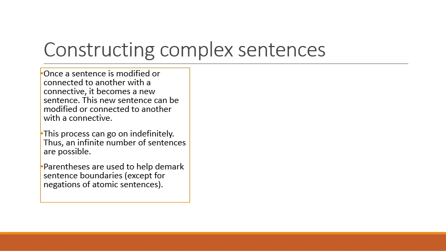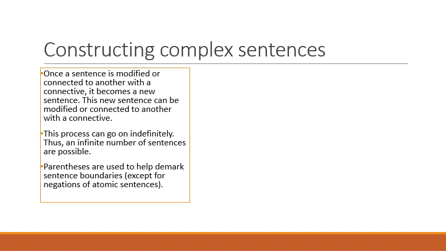So when we start constructing complex sentences, we introduce parentheses to the language, which are used to help demarcate sentence boundaries, which help us make sense of what's being negated and what's being connected. And the only exception here is with atomic sentences. So if you're just negating a sentence letter, then you don't need to add parentheses. It's understood that a negation right next to a letter only covers that letter. Its scope isn't any broader.